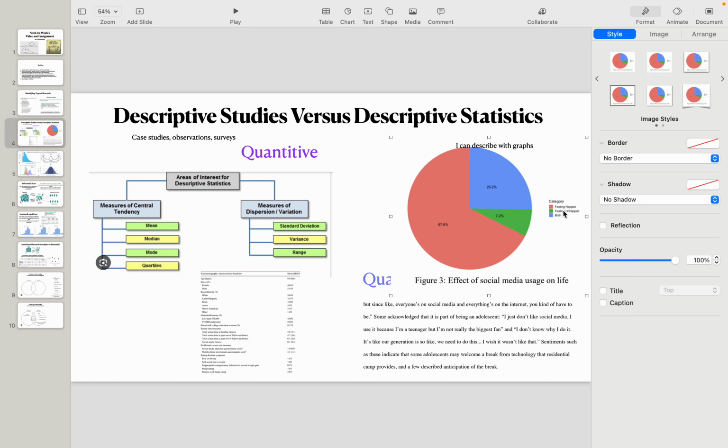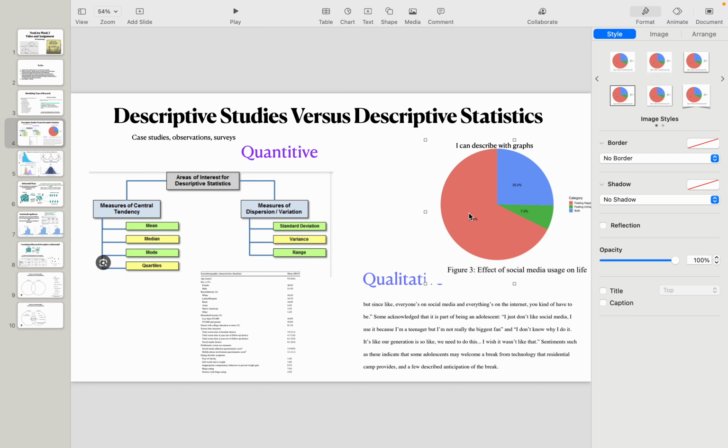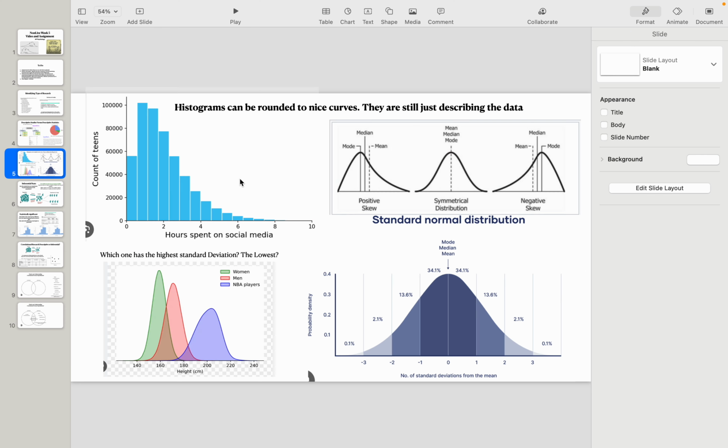Right? So this is feeling happier, feeling unhappier, or both. This is qualitative data. The category has no value, but then I can still show percentages in that value. And this is why we have pie charts or bar graphs. And then we get to using these histograms.